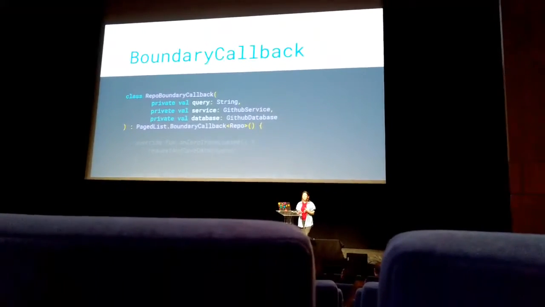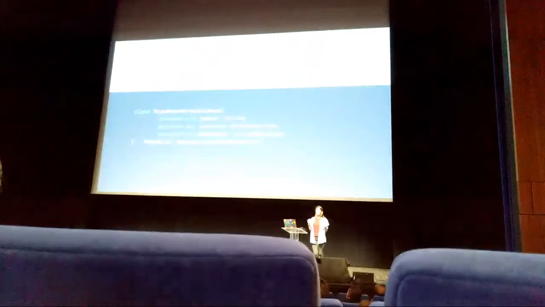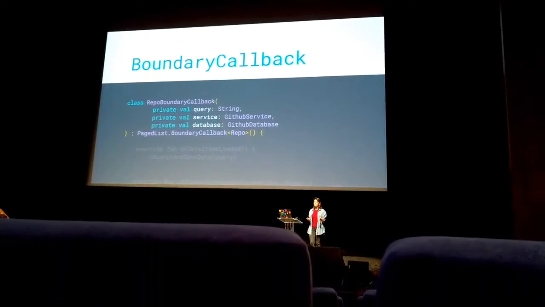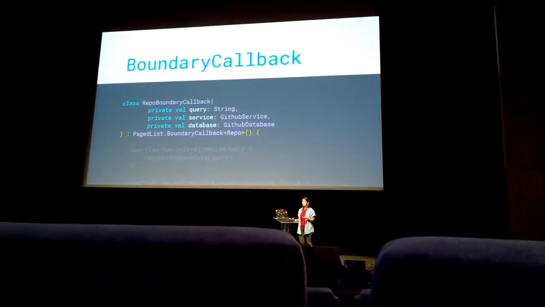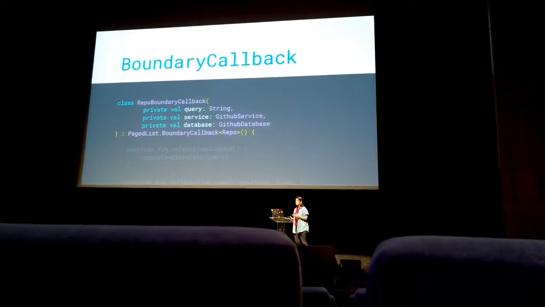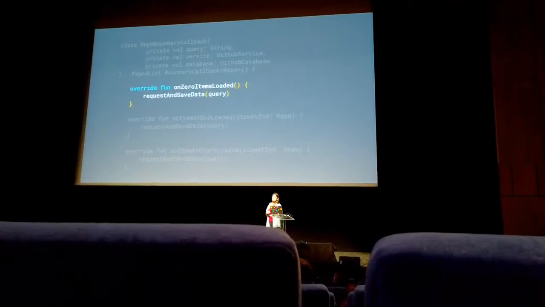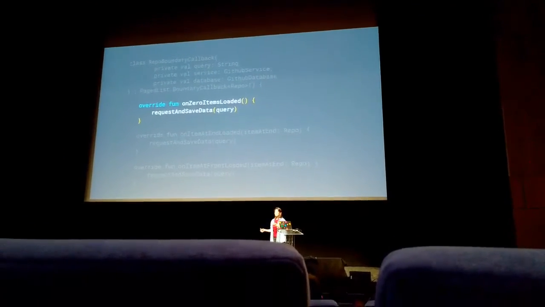So the boundary callback will be the one that informs us when either there was nothing in the database or we reached the end of the list in the database. In the boundary callback, we would define the query, the GitHub API service, and the database. And when 0 items were loaded, let's say the first time we're launching the application, the paging library will try to get the data from Room.